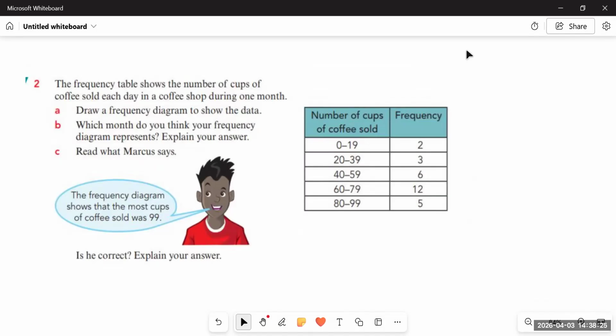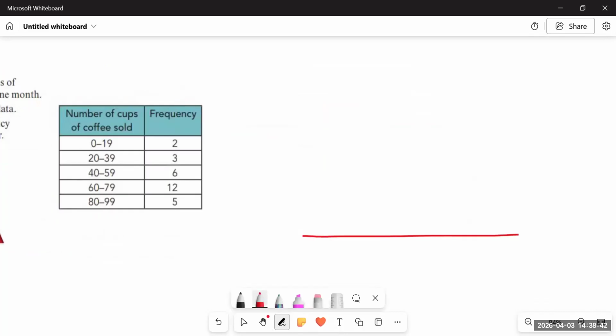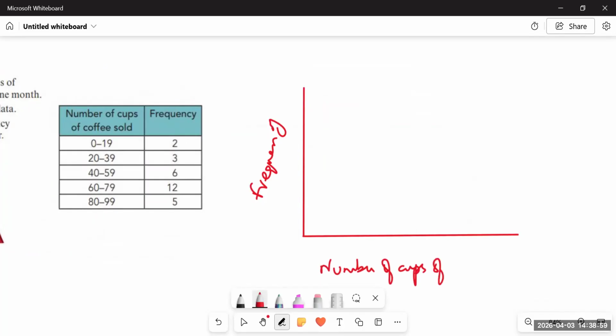make a frequency diagram, meaning we have to make a bar chart, and this is the number of cups of coffee sold given in the first column, and their frequencies are given. So first of all, we have to draw a frequency diagram. Let us draw it over here. Let us keep the frequency on the y-axis and number of cups of coffee sold on the x-axis. Now, since the groups are given like this, 0 to 19, 20 to 39, and like that.